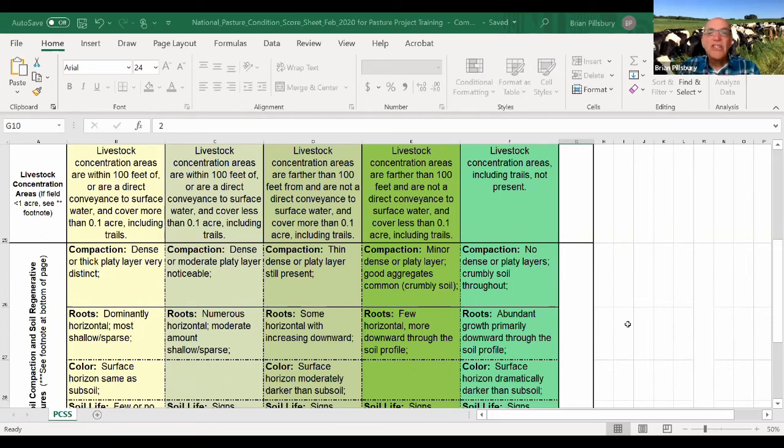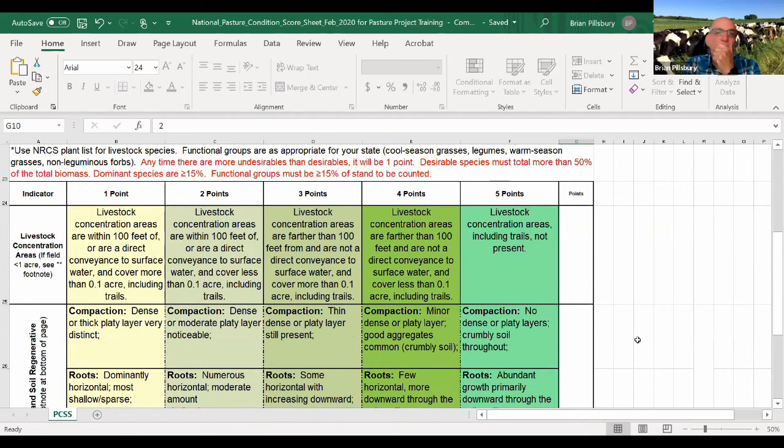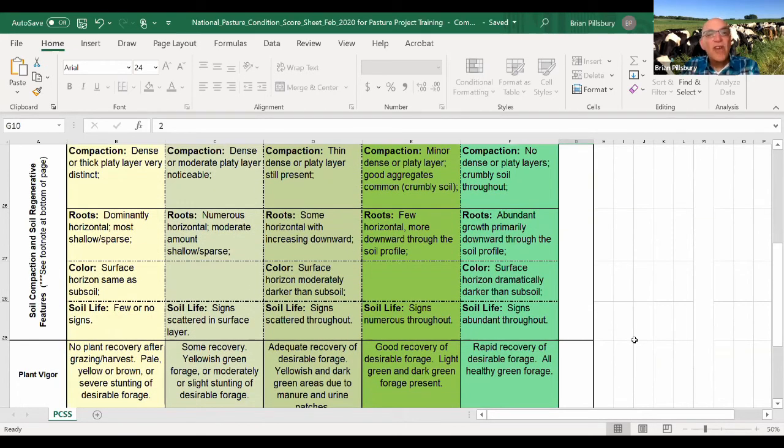That brings us down to soil compaction. We have a lot of things to look at in soil compaction. Actually, the whole indicator is soil regeneration and soil health. It looks at soil compaction, how dense that layer is, by looking at the soil surface and then the soil structure. Then it looks at the roots: are they going straight down or horizontally? It looks at the color. If there's a very light color to the soil, or if it's a wet soil, it's going to have a dark color. It would probably have more organic matter, but you're looking at the color just to tell you if the soil health is in good shape. And then soil life: is there lots of critters throughout? Do you see a lot of earthworms? Do you see a lot of soil life in there?